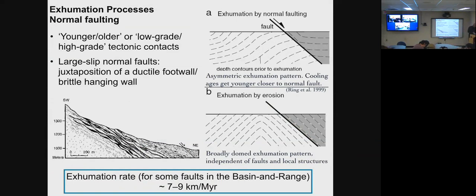If you have a sharp break in your cooling ages across a fault that has normal sense, then you can suspect that the normal fault is the key player in the exhumation process.